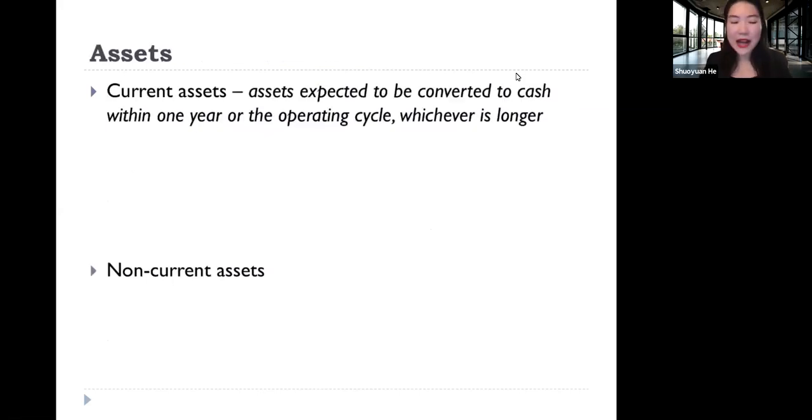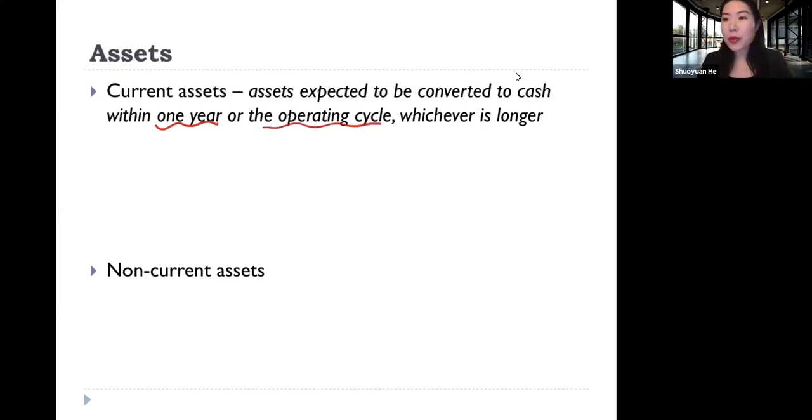So first, let's look at assets. There are two kinds of assets: current assets and long-term assets, which are also called non-current assets. So what is a current asset? Current assets are assets expected to be converted to cash within 1 year or one operating cycle, whichever is longer.